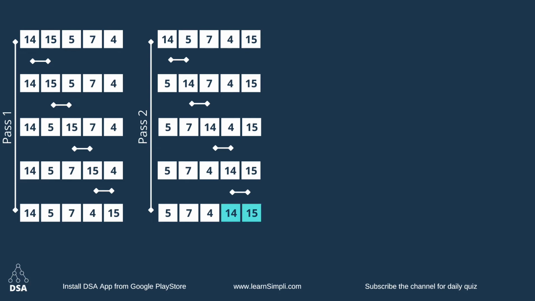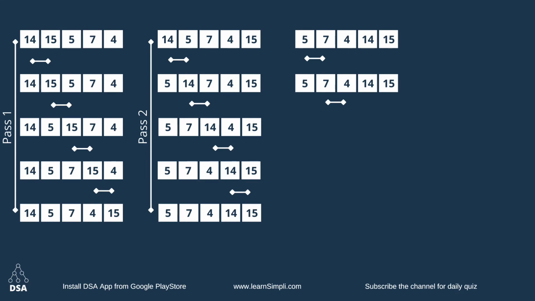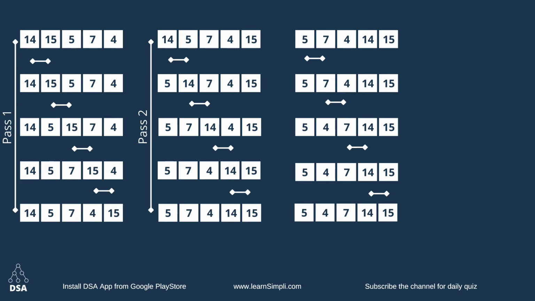Here you can see that after pass 2, the last two elements are the largest of the array and both are sorted. Now repeat the process of comparison of the elements for the third pass. Compare 5 and 7, they are sorted, so no swapping is required. Next compare 7 and 4. They are not sorted, so swap 7 with 4. Now compare 7 and 14. These are sorted, so swapping is not required. Next compare 14 and 15. They are already sorted, so no swapping is required.